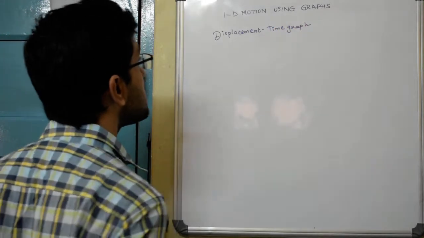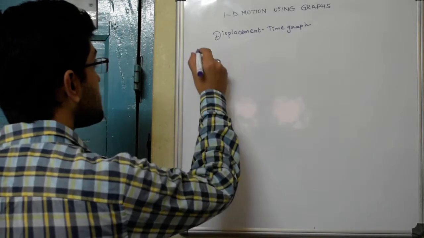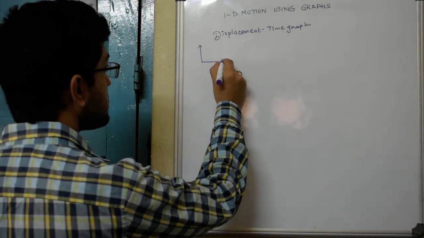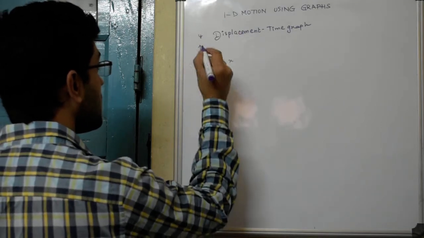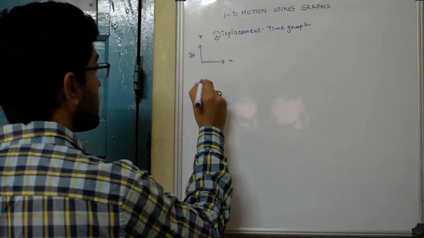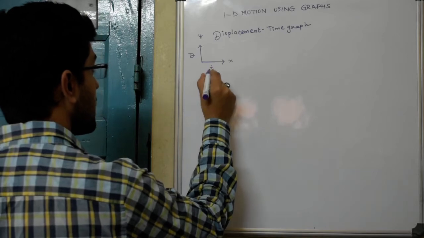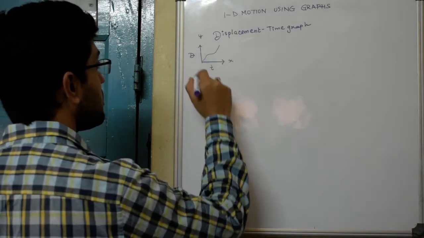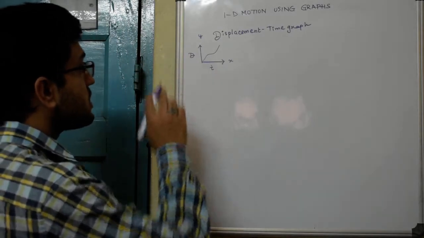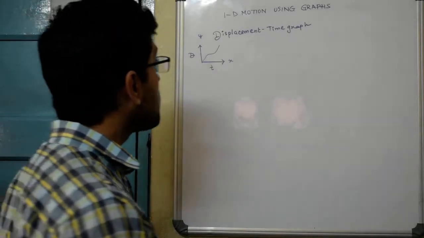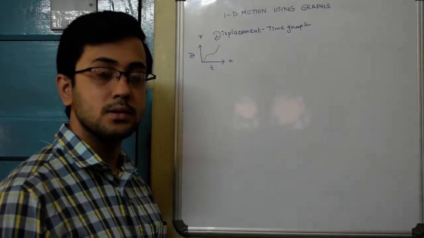So what does displacement time graph basically mean? It means that you will have these two axes. Say this is the x-axis and this is the y-axis. The y-axis will be for displacement and the x-axis will be for time, and there will be some curve which will help us know how the displacement varies with time. And from there we can find out quantities like velocity and so on.